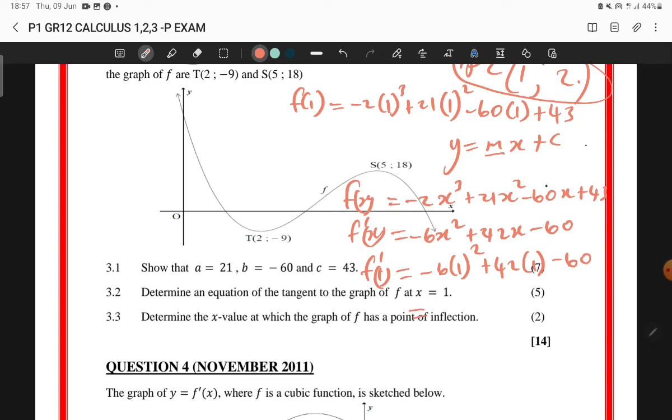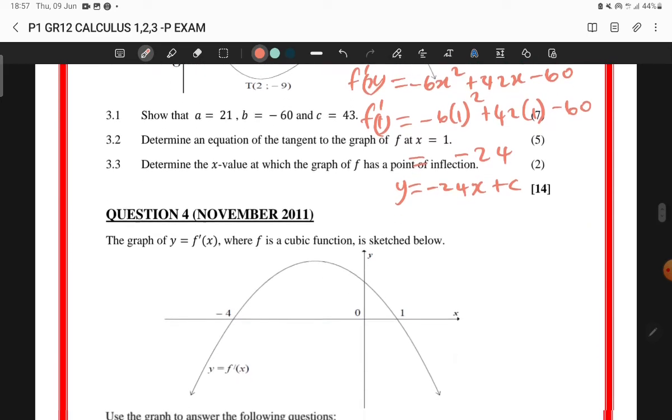Therefore the answer that we get is the gradient of this function at 1, right? So at 1 the gradient is negative 24. The gradient of this function is negative 24. So now we know that we are having y is equal to the very same gradient, because at this point the gradients are equal. So we have negative 24x plus c.